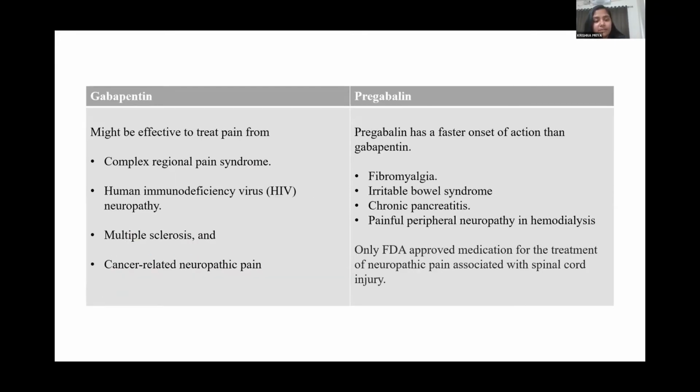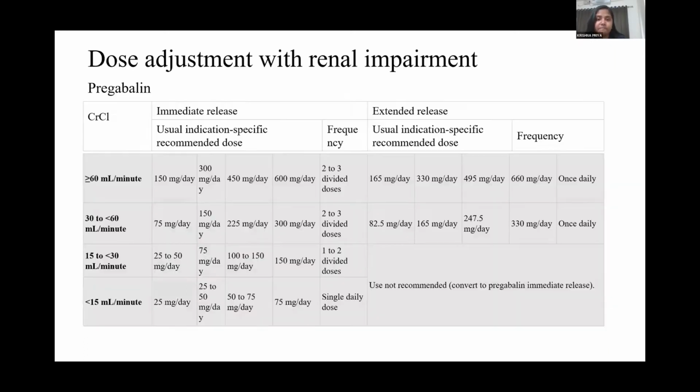Gabapentin is effective in the treatment of CRPS, complex regional pain syndrome, HIV neuropathy, multiple sclerosis, and cancer-related neuropathic pain. Pregabalin has a faster onset of action than gabapentin. It can be used in fibromyalgia, irritable bowel syndrome, chronic pancreatitis, and painful peripheral neuropathy in hemodialysis patients. And it is the only FDA-approved medication for the treatment of neuropathic pain associated with spinal cord injury.